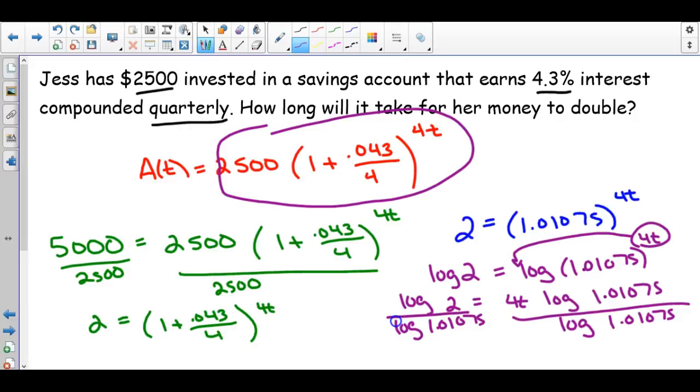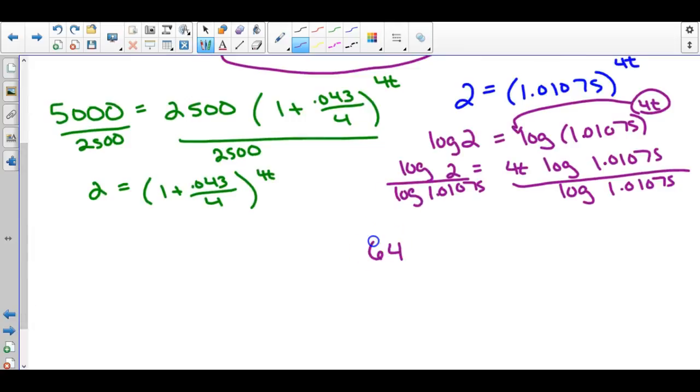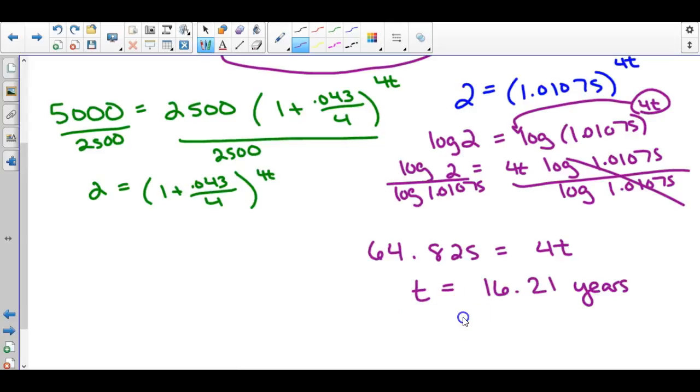And that's where I'm going to go to the calculator. And I'm going to type in log 2 divided by log 1.01075. And I'm going to get another pretty ugly number here. So I'm going to end up with 64.825. And on the right-hand side, I'm really only left with 4t. So all that I have to do then to solve for t is divide both sides by 4. And I get 16.21. So it means that it's going to take 16.21 years for that account to reach $5,000.